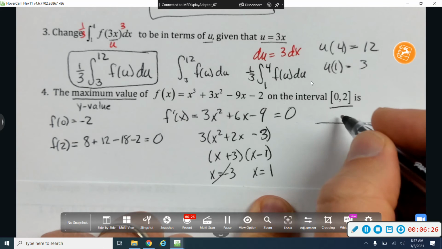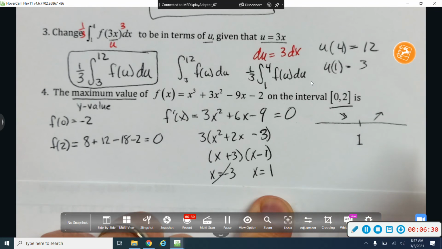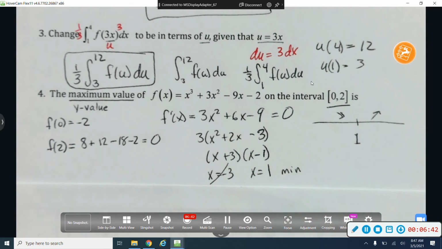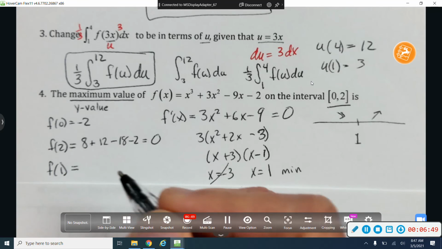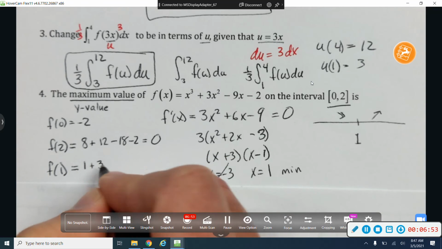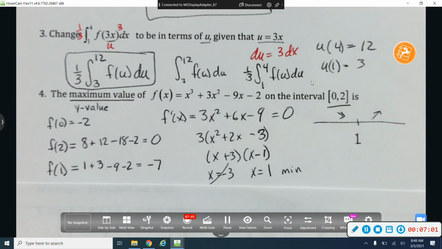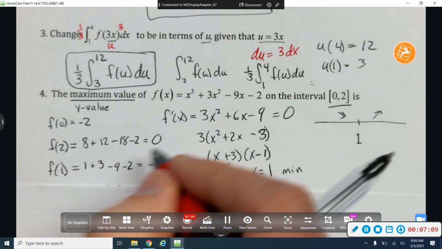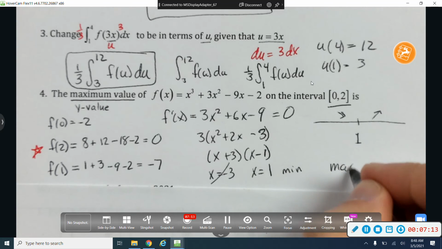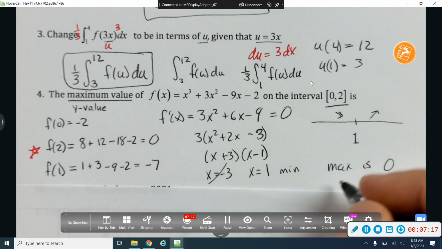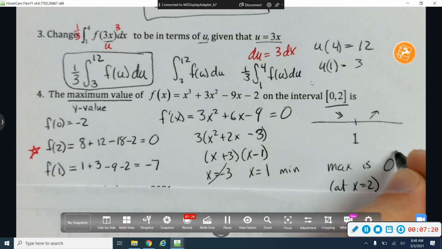Let's see, I think you would see that it is like that. If you did that, that would tell you that x equals 1 is a minimum, and so that wouldn't be your answer regardless. So you could throw it out. If you don't do that, if you want to just check it as a critical point, you could do that as well. 1 plus 3 minus 9 minus 2. 4 minus 11 is negative 7. So yeah, that's a minimum, just like the number line said it was. So the maximum on 0 to 2 is 0. So the answer is the max is 0. Now that happens at x equals 2, but the official answer would be 0.